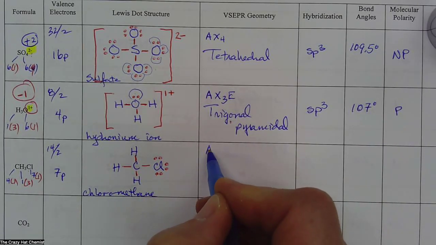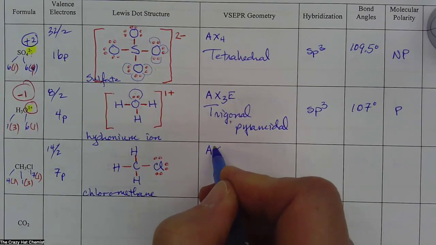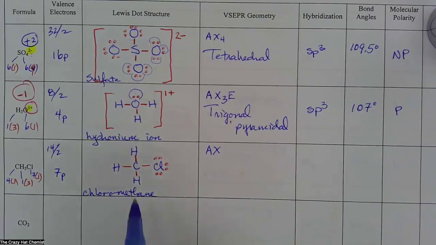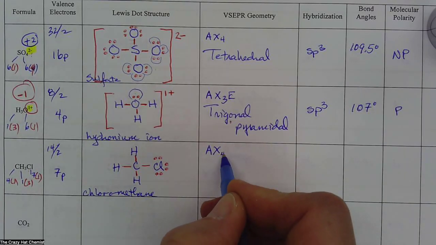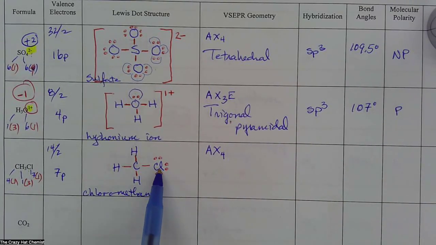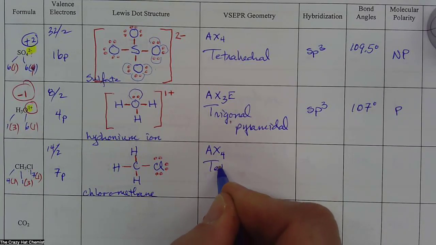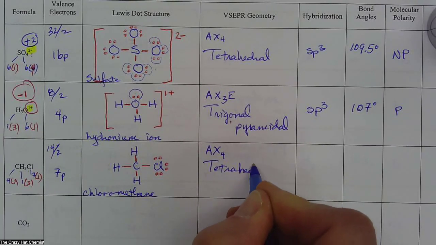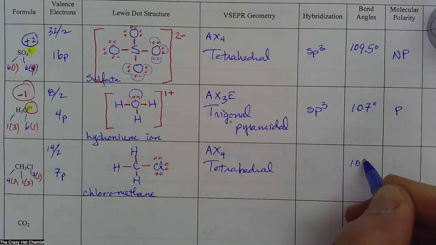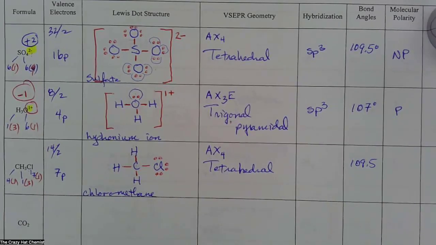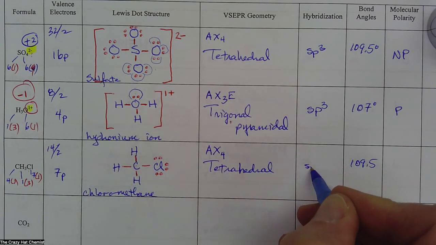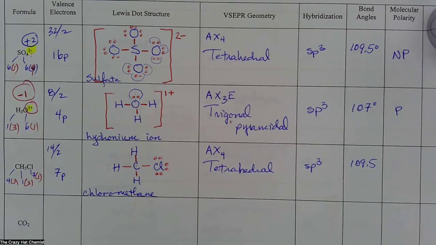This is A for the central carbon. That's X for the three hydrogens and the chlorine. So that's AX4. It doesn't distinguish; that X can be anything attached to the central element, so that's perfectly fine. So this is tetrahedral, and that has a bond angle of 109.5. And this is s p three hybridized. That's sp3 hybridized. All right, fantastic.